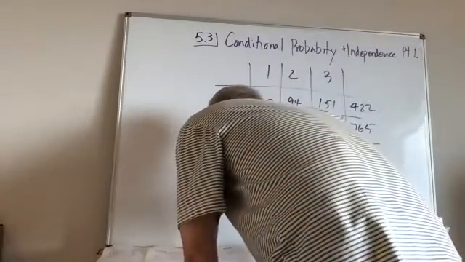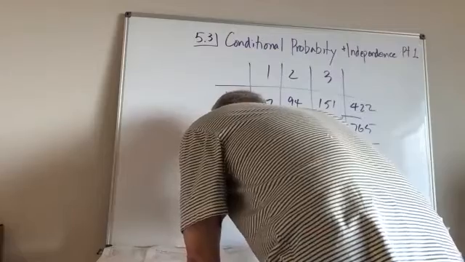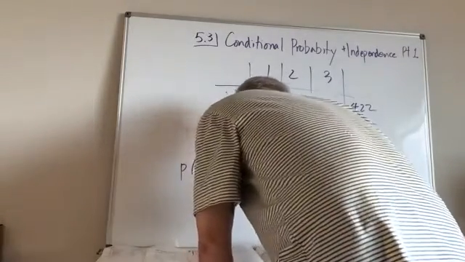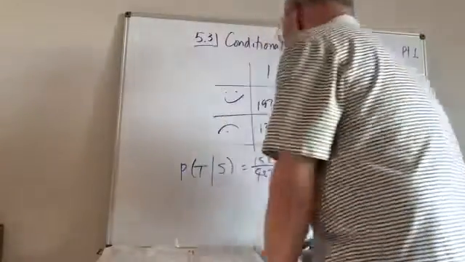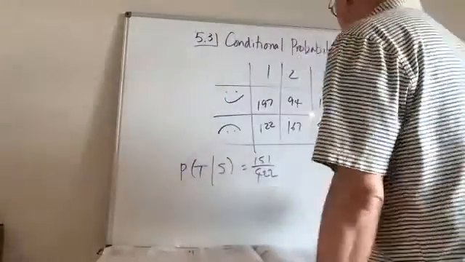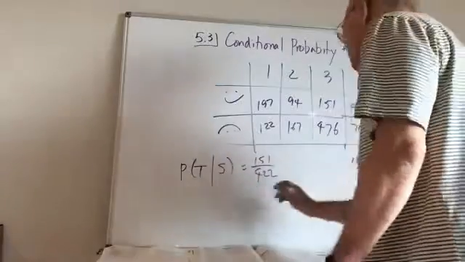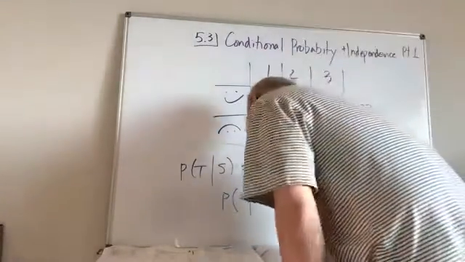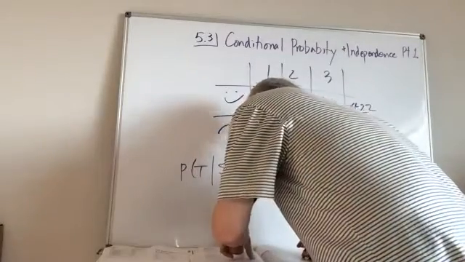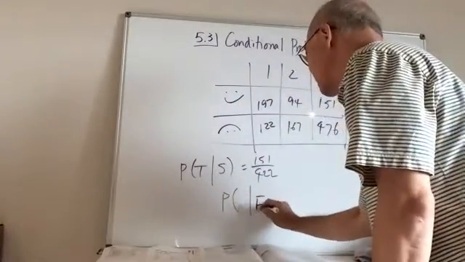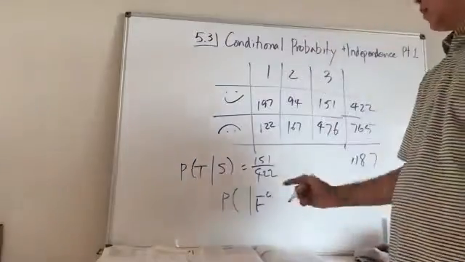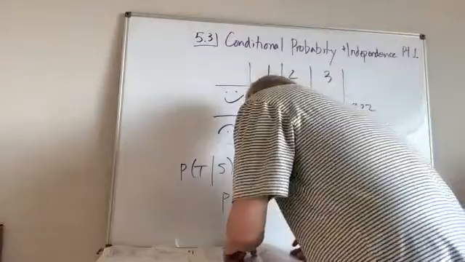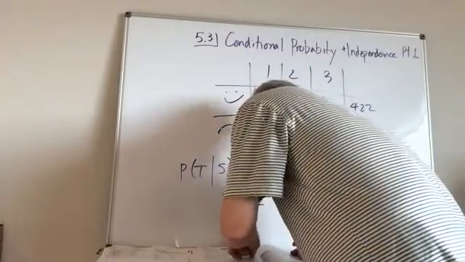Part B: given that the chosen person is not a first class passenger, what is the probability that she or he survived? Let's do the notation here first. Given that you are not a first class passenger, so first class will be the complement of that, the opposite of being a first class passenger. Given that you are not a first class passenger, what is the probability that he or she survived?